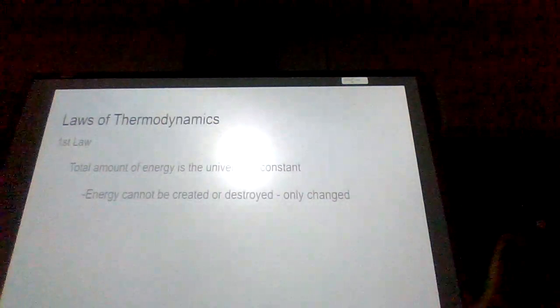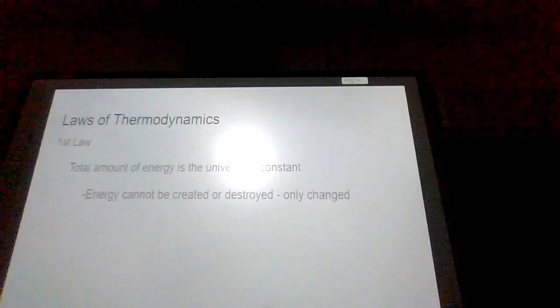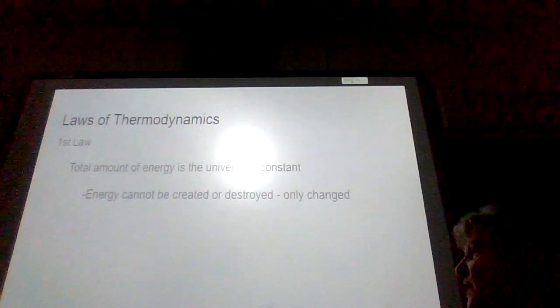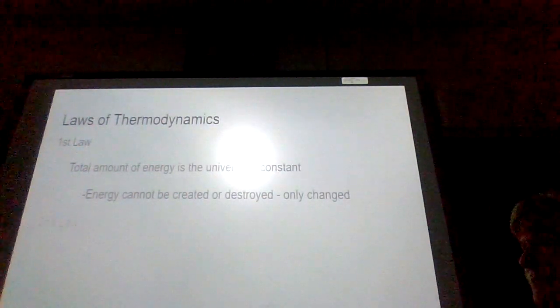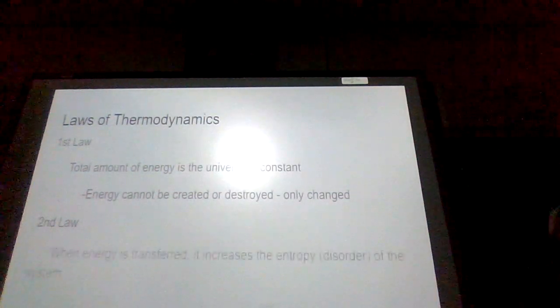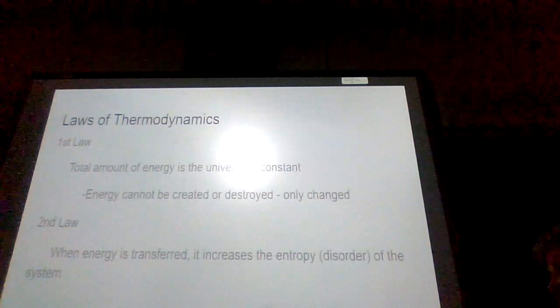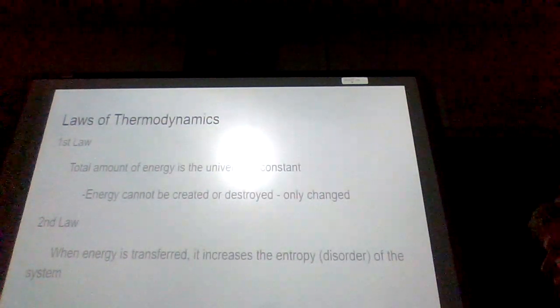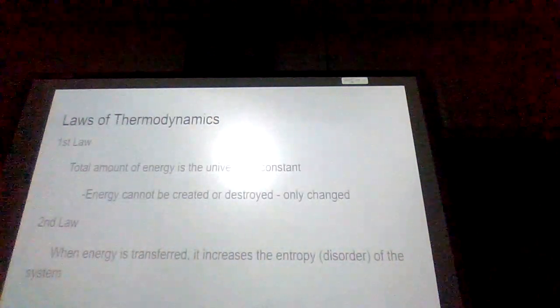Again, this is the first law of thermodynamics, or Newton's first law. Newton was the one who came up with these, which is really amazing what he came up with back in the 1400s or whenever it was. His second law was, when energy is transferred, it increases the entropy, or entropy is a fancy word for disorder. So it increases the disorder of the system. It makes it more chaotic.